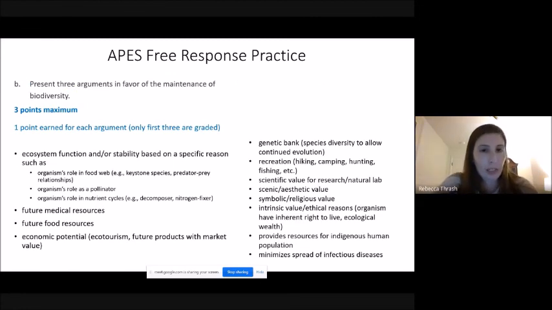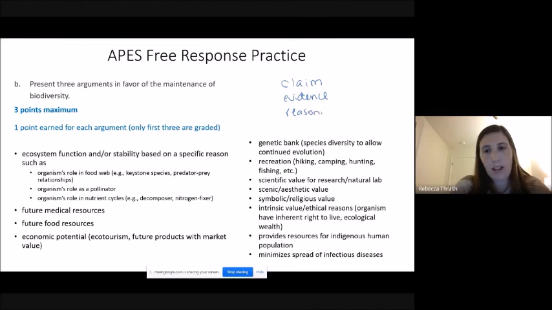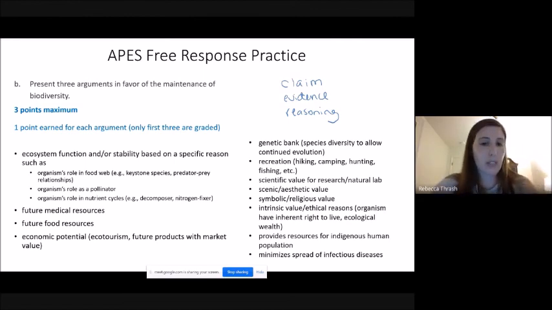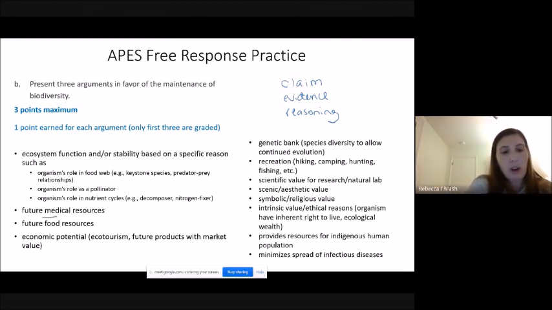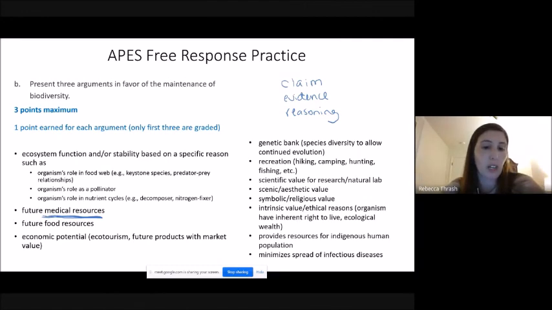B, present 3 arguments in favor of the maintenance of biodiversity. So remember what an argument consists of, right? You're first making a claim about something, and then you're providing some evidence, and then the reasoning as to why that supports your claim. So you can say, well, we should maintain biodiversity because there are potential future medical resources that could be found. If we don't have this biodiversity, then we could lose out on curing cancer or finding some other type of medical resource that could benefit humans' quality of life.